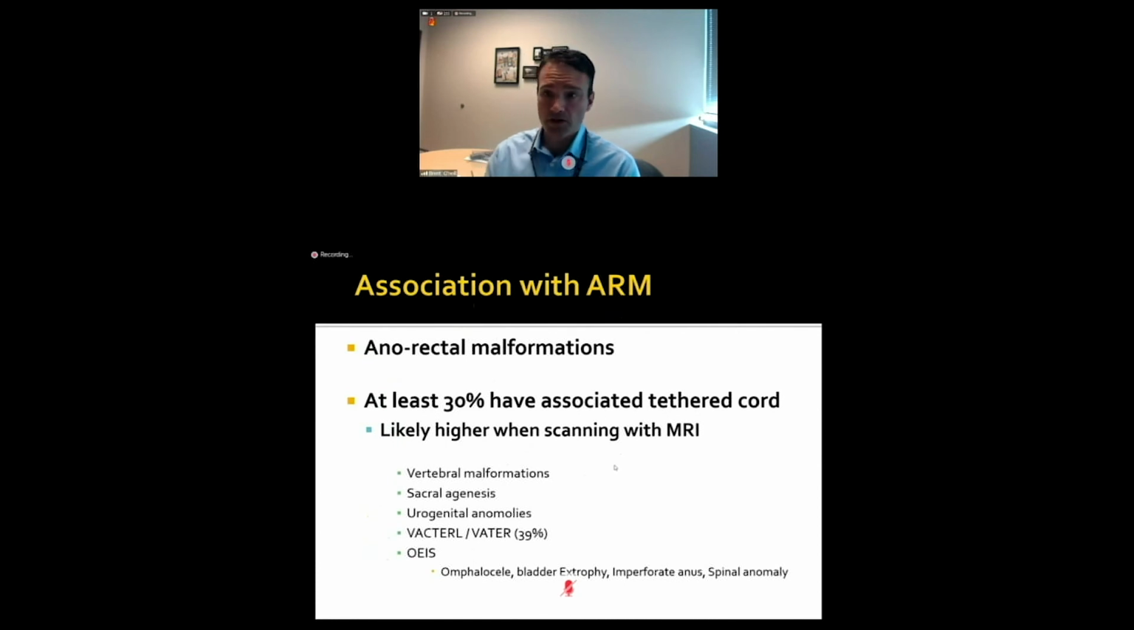This is important in patients with anorectal malformation because spinal cord tethering is very commonly associated with anorectal malformation. It's present in at least 30% of patients with anorectal malformation. And the percentage is not perfectly understood, in part because it depends on how you're looking for the spinal cord tethering. Some of the very minor abnormalities will show up on MRI, but won't show up on an ultrasound. There's a lot of debate about whether you need to get an MRI or whether ultrasound screening is sufficient.